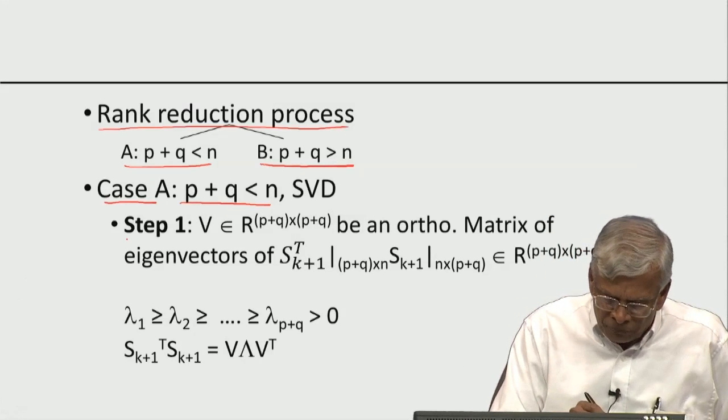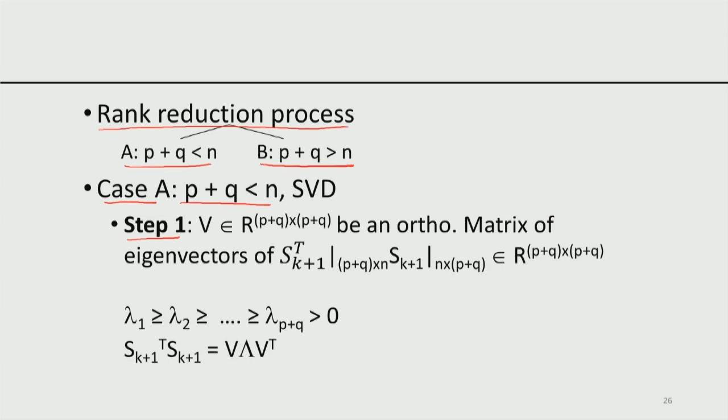So what is step one? The step one is: we already have a matrix which is n by (p plus q). Let V be an orthonormal matrix of eigenvectors of S_{k+1} times S_{k+1} transpose. We are essentially doing the same singular value decomposition.